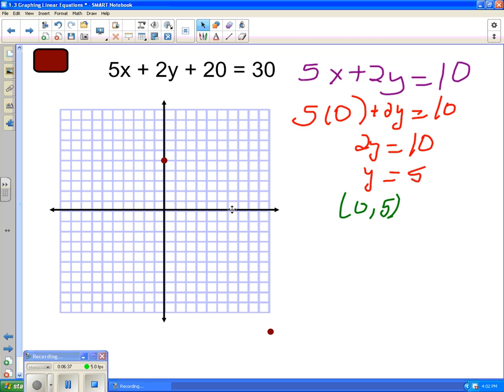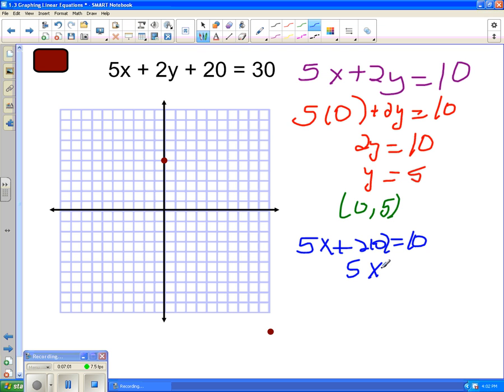Then I need to figure out what is my x-intercept. And remember, to do that, I'm going to let y be 0. So I've got 5x plus 2 times 0 equals 10. And the 2 times 0 will go away. So that will leave 5x equals 10. And so x equals 2. So that means that my x-intercept will be the point 2, comma, 0. And this is saying when x is 2, y is 0.